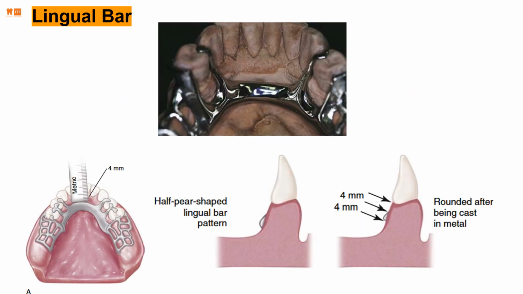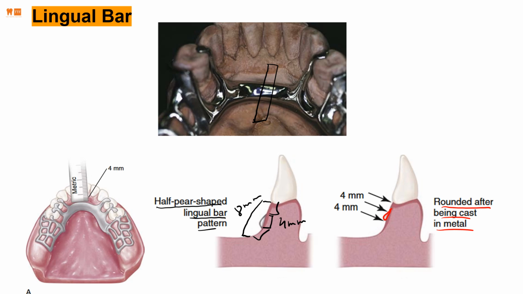This is a diagram from our references. If I cut this in cross section here, this is what we'll see: half pear shaped lingual bar pattern. This is the gingival margin. This is the floor of the mouth. Total has to be 8 millimeters. Its own dimension is around 4 millimeters. Therefore, this is 2. This is 2. So this half pear dimension right here is very smooth, rounded after being cast in metal.